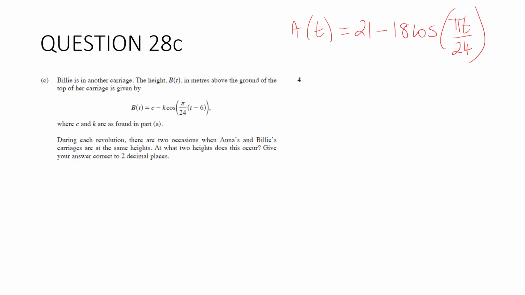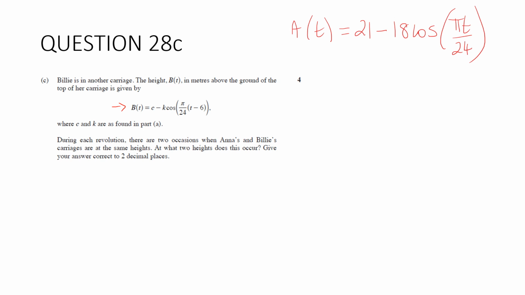Part C. Billy is in another carriage. The height b of t in metres above the ground of the top of her carriage is given by this equation. C and K are as found in Part A. During each revolution, there are 2 occasions when Anna's and Billy's carriages are at the same heights. At what 2 heights does this occur? Give your answer correct to 2 decimal places.